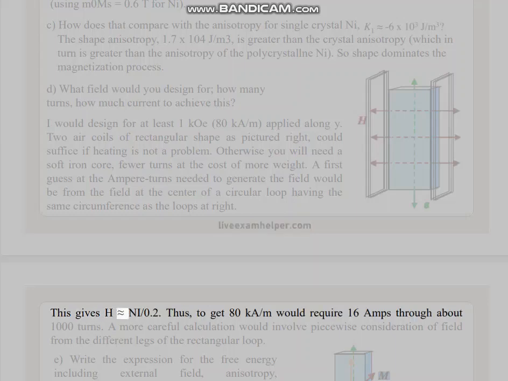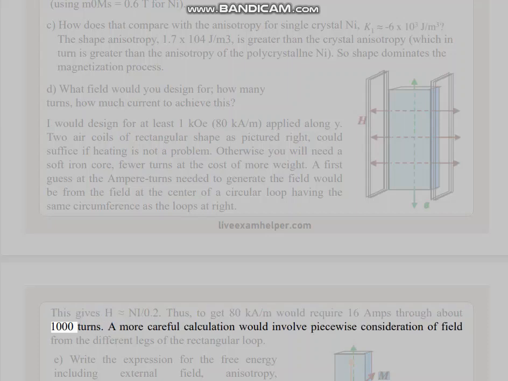This gives H approximately equal to NI/0.2. Thus, to get 80 kA/m would require 16 amps through about 1000 turns. A more careful calculation would involve piecewise consideration of field from the different legs of the rectangular loop.